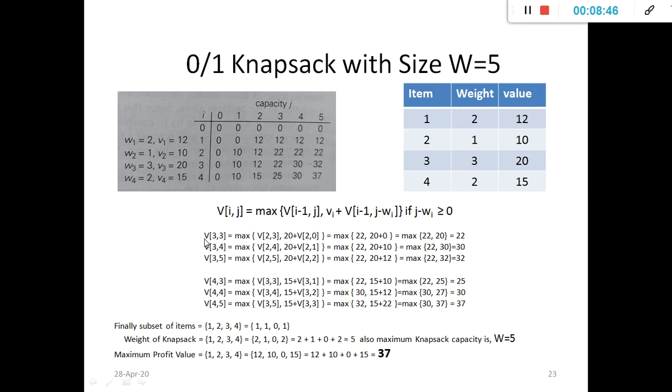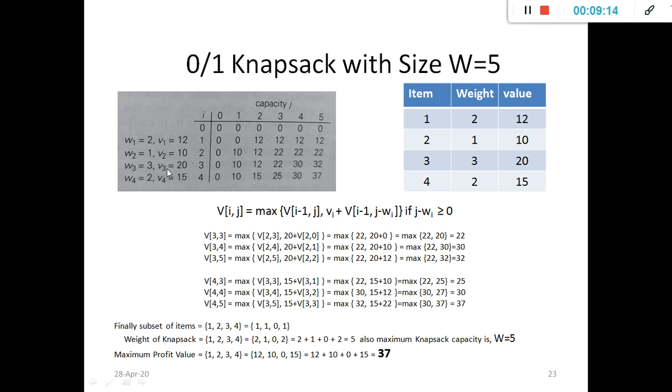Now V stands for simply a table with its elements i and j. Now we want to know the value of 3 by 3, that is the third row and third column. This is 3 by 3 you want to know. Then V of 3, 3 is equal to max of V of 2, 3. Here i minus 1 is nothing but 3 minus 1, which becomes 2, and j value is 3, comma v i.